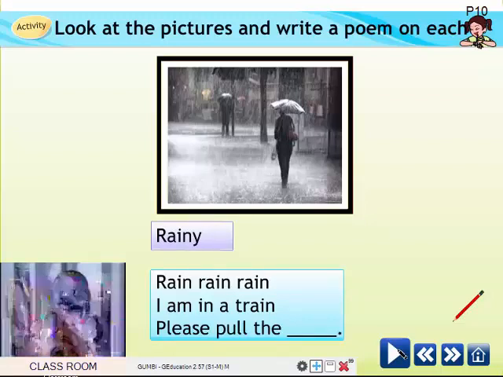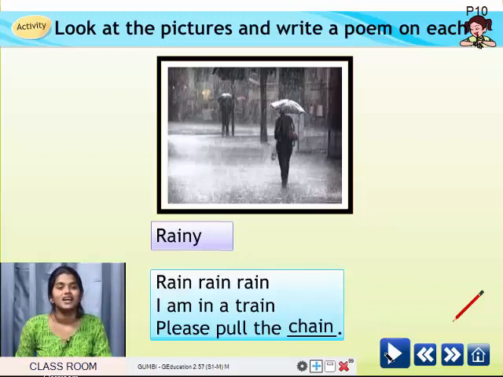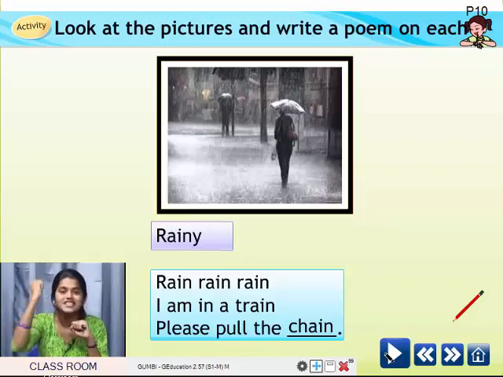Rain, rain, rain. I'm in a train. Please pull the dash. When you're in a train, what can you pull, children? Rain, rain, rain. I'm in a train. Please pull the pull. Correct. Very good. It is chain. Rain, rain, rain. I'm in a train. Please pull the chain.